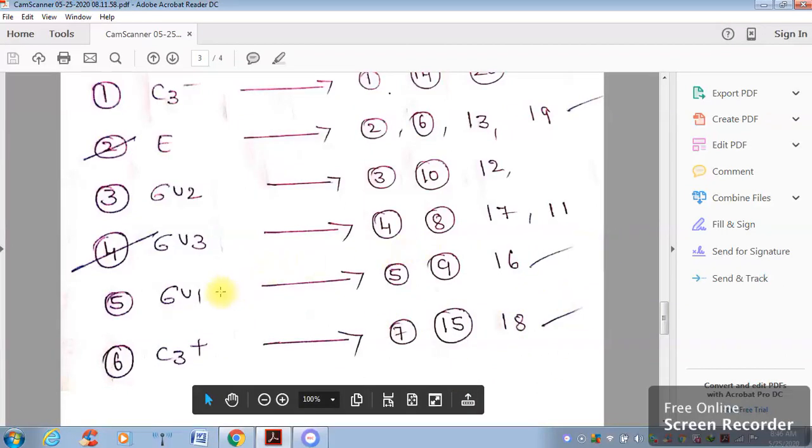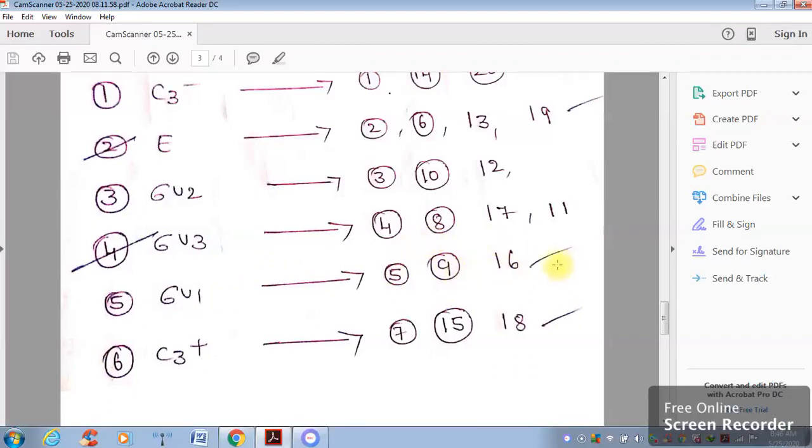Sigma V1 is present in 3 boxes. We have already written 3 numbers. It's also finished. Sigma V3 is present in 4 boxes. We have written 4, 8 and 17 here. The remaining number is 11. I will write 11 here. Hence it's also finished.